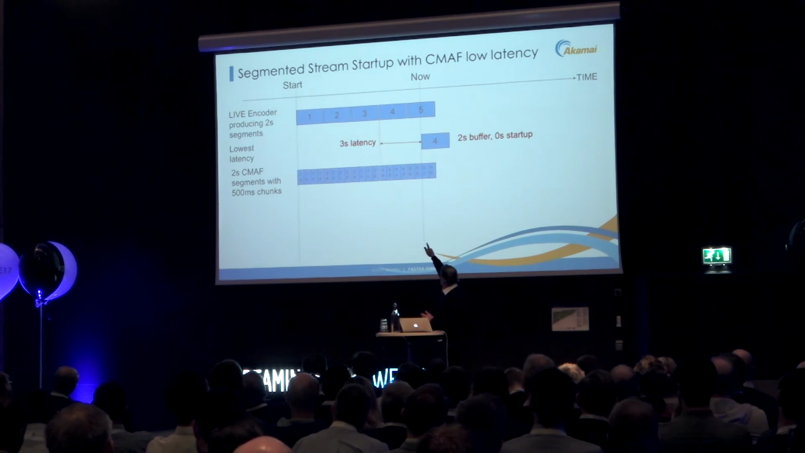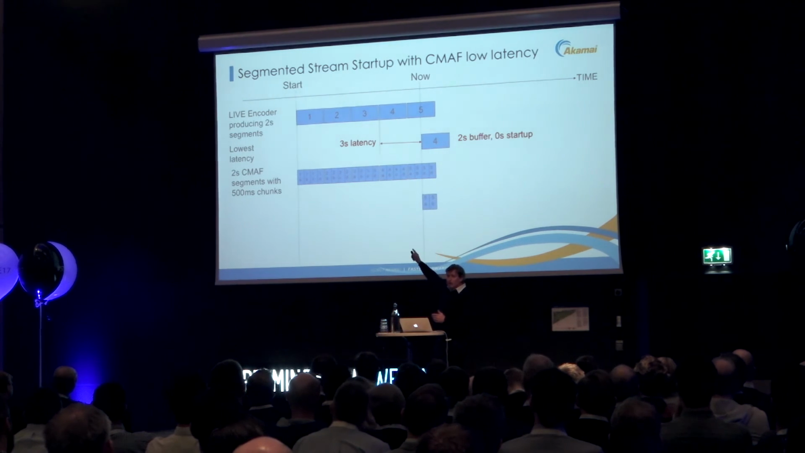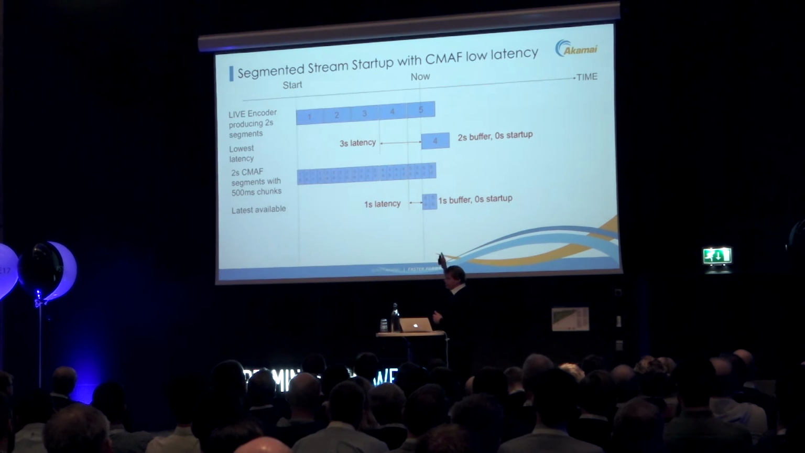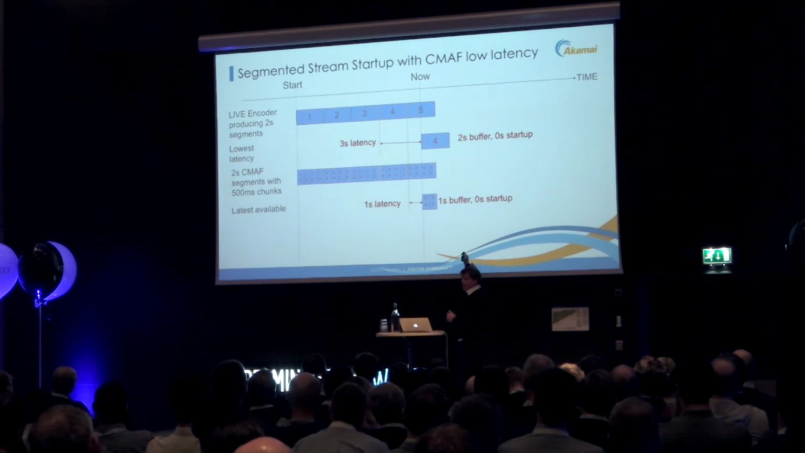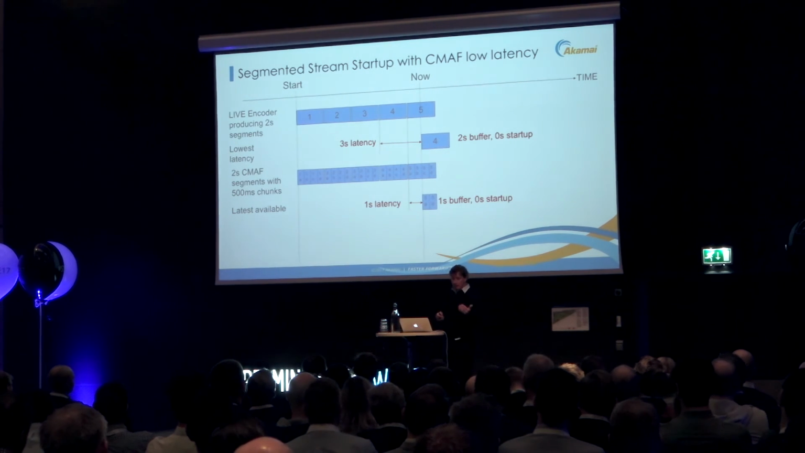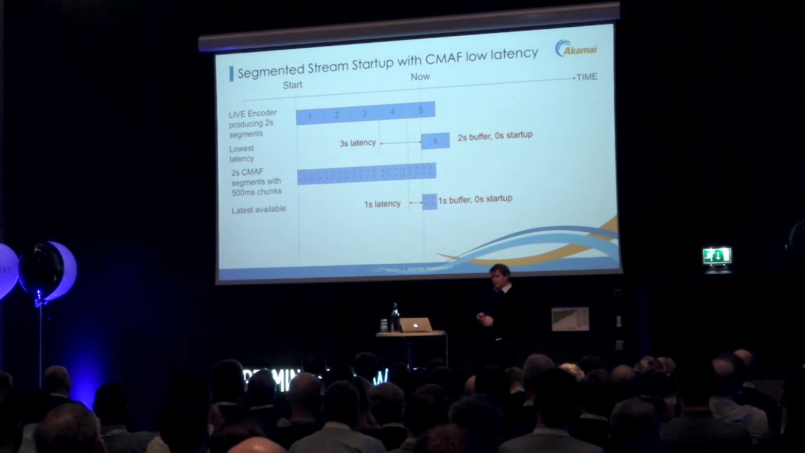So we could go and grab, it's going to be hard for you to see it, 5A and 5B, which is the chunks holding the data. Notice we're grabbing chunks that the encoder hasn't finished making the end of the segment yet. But when we do this, we now have 1 second of latency, and we can start playback. We also have 1 second of buffer, so we can't have both, okay? But if we care about latency, we can drive our latency down to 1 second.